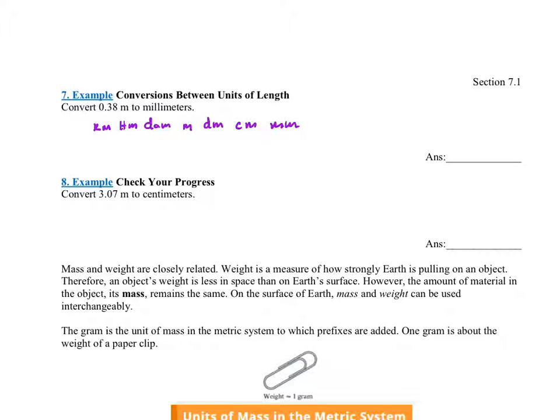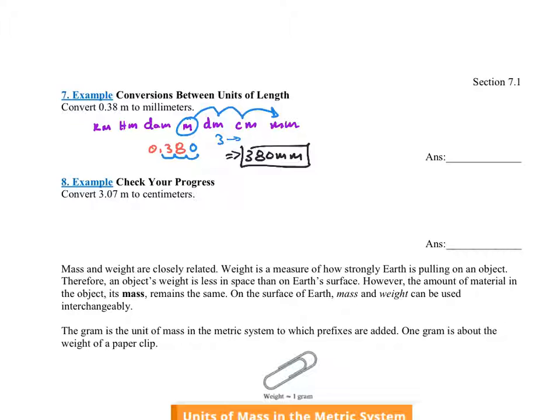Start off with what you're given. So I'm given 0.38 meters. Go to what you want. Well, I want to go to millimeters. So that's 1, 2, 3 units to the right. So start off with that number. Here's 0.38. And I need to move that decimal 3 units to the right. So that'd be 1, 2. And because there isn't a number there, I need to add a 0. So that'd be 0.380, which is 380 millimeters.